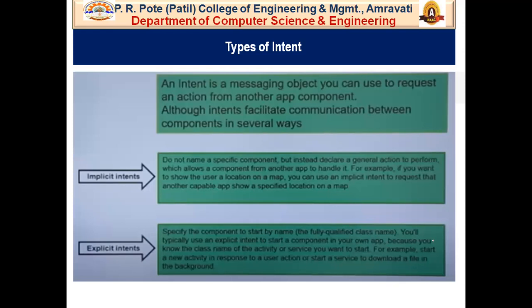Now let's see how we fire an intent. First of all, what is an intent? An intent is a messaging object you can use to request an action from another app component. Although intent facilitates communication between components in several ways, first we will talk about the intent for which we know the entire details. Explicit intent means the intent for which we know the entire details. We simply use the class.